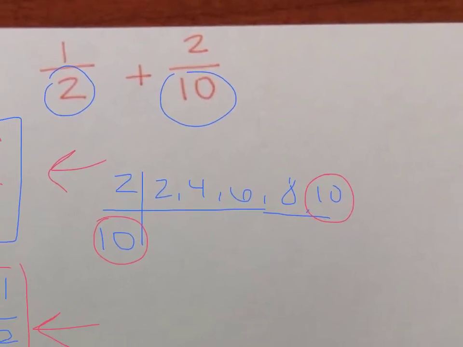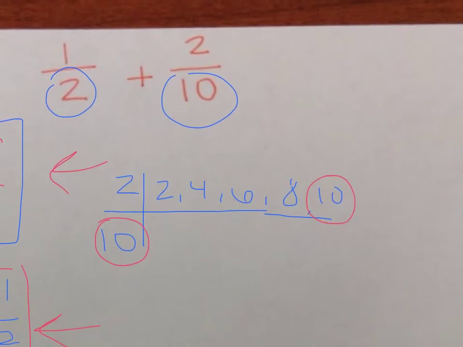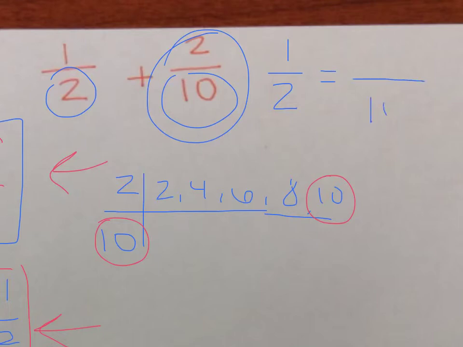So for this one, our 2/10, this one can stay the same. This one is already good because we have our denominator set. So we're going to have to find an equivalent fraction for 1/2. So we have 1/2 equals something over 10. We look to see how many times 2 goes into 10. If you're using a calculator, you can do 10 divided by 2 is 5. Okay, so we're going to multiply our top by 5 as well. So we get 5/10.